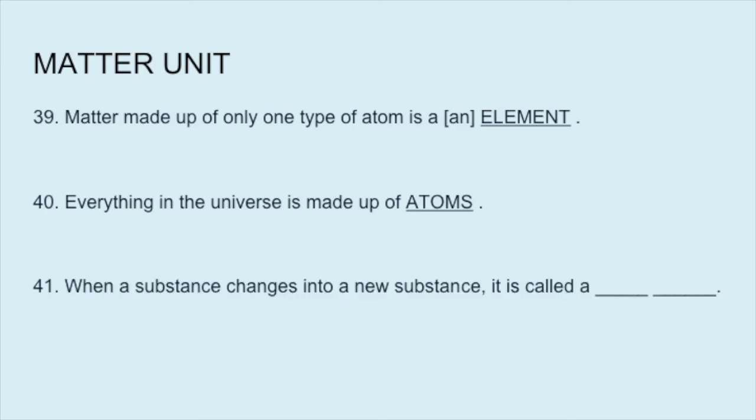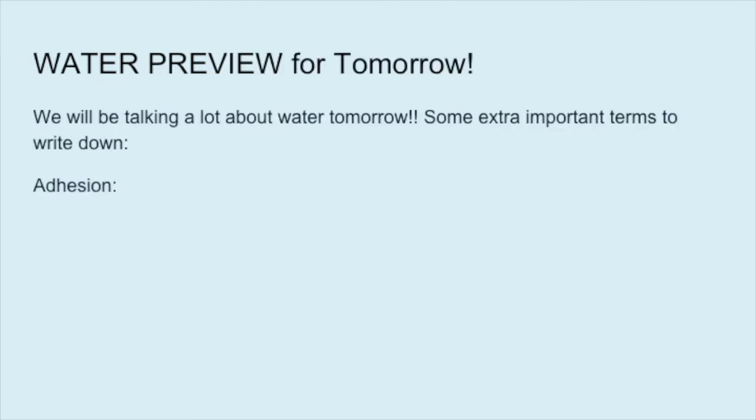When a substance changes into a new substance. So we use the word substance a lot to talk about either an element or a compound, something that can't be broken down. But when a substance changes into a new substance, so a new element, a new compound, that is a chemical change.